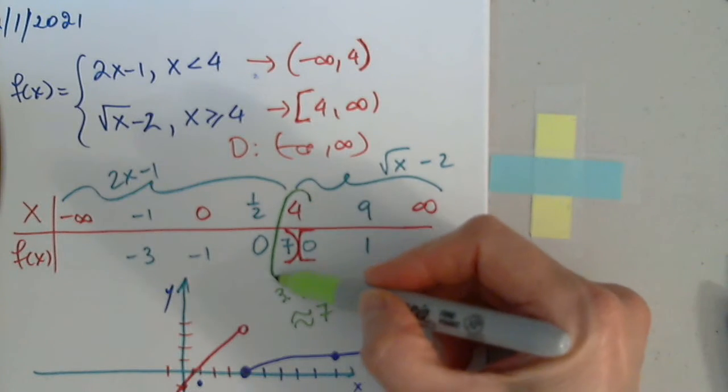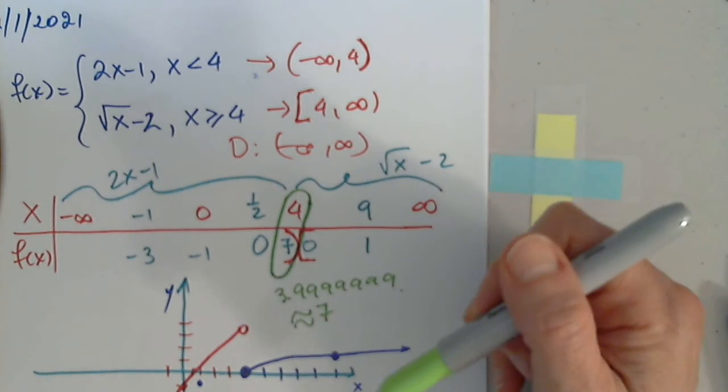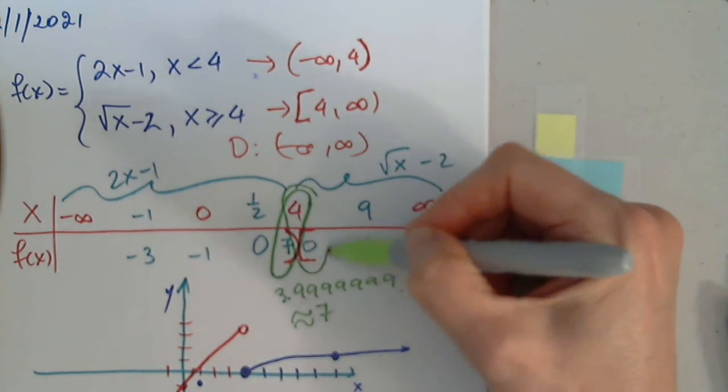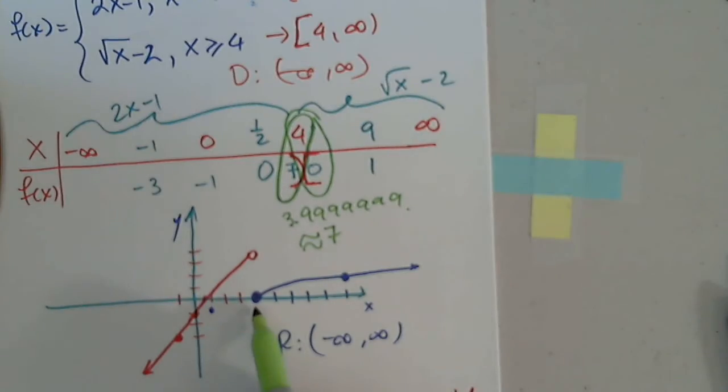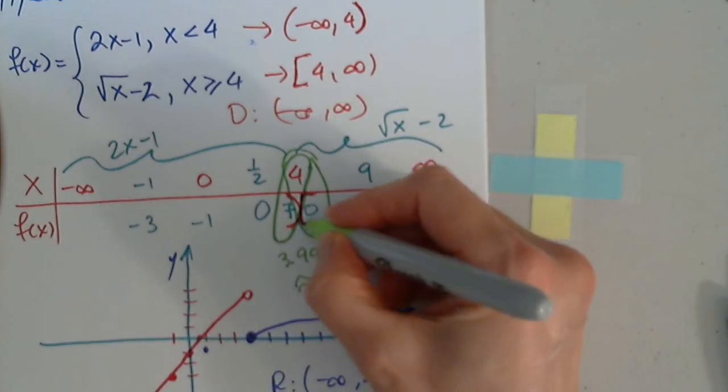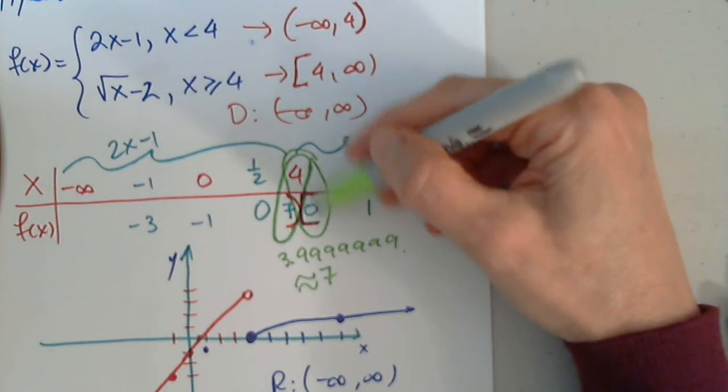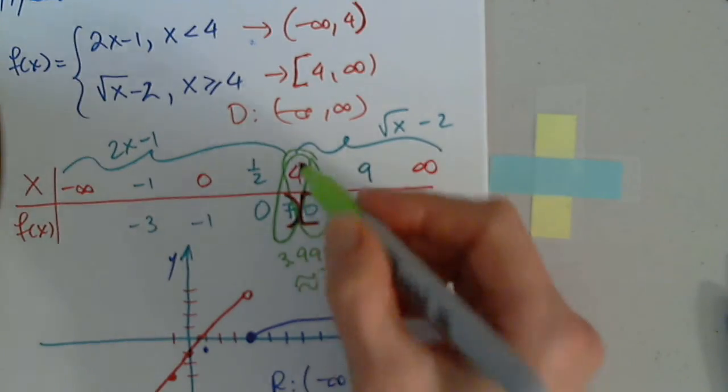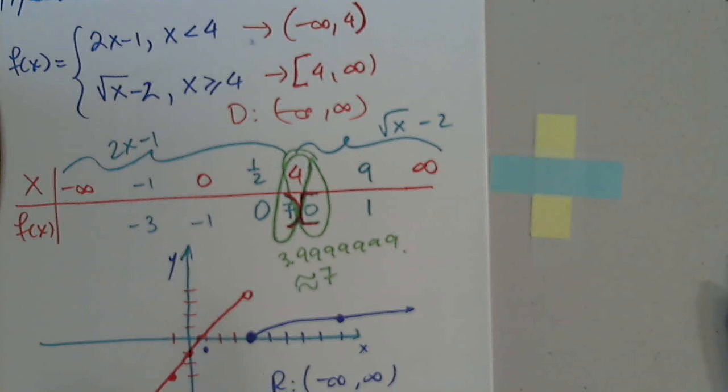That's why I showed last time this is a point that does not exist. This is a full point. That's where the full point is. That's why I put the bracket. The bracket signifies a full point. The parenthesis signifies an open point.